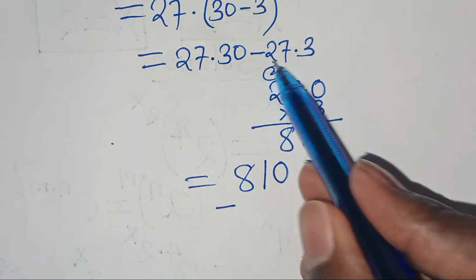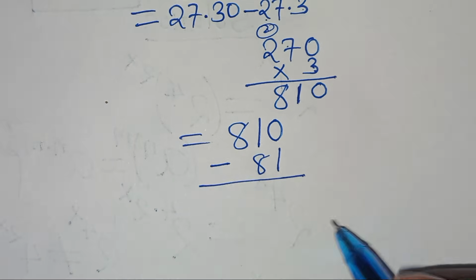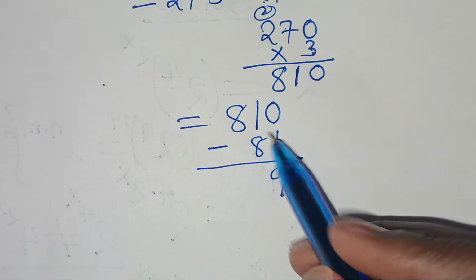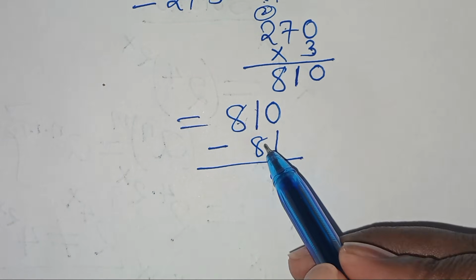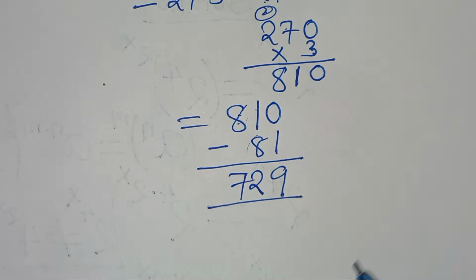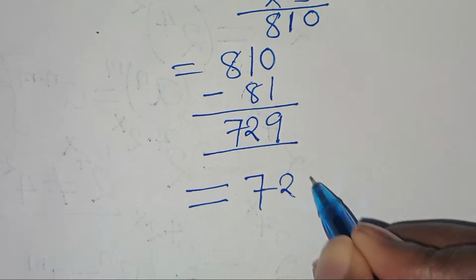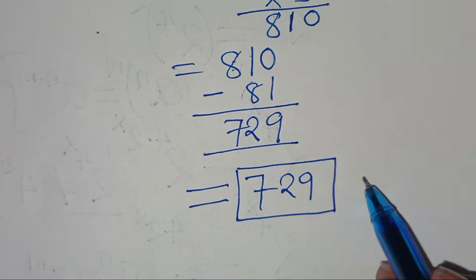So we have 810 subtract 27 times 3, which is 81. So here we have 10 minus 1, this is 9. Now here we have again 0. We borrow 1 here, this is 10 minus 8, which is 2. Then here we have 7. So we have the solution here as 729. So this is the solution.